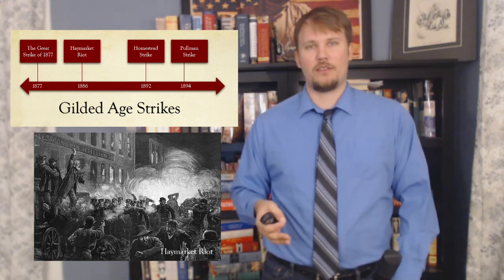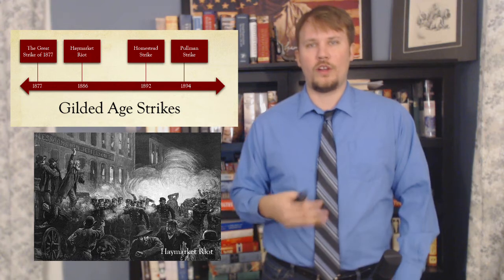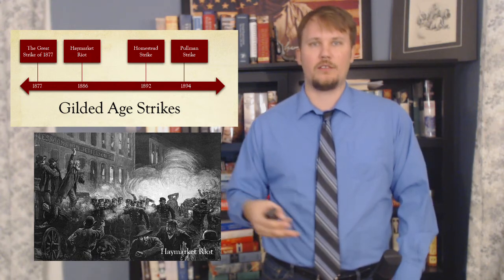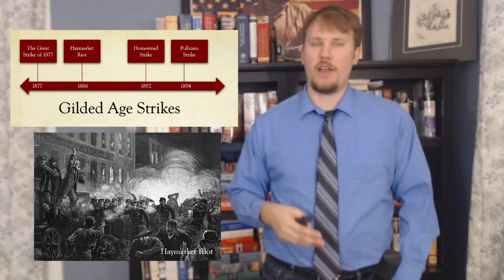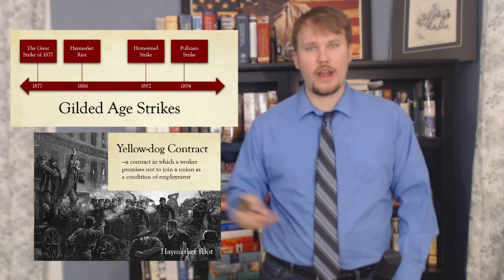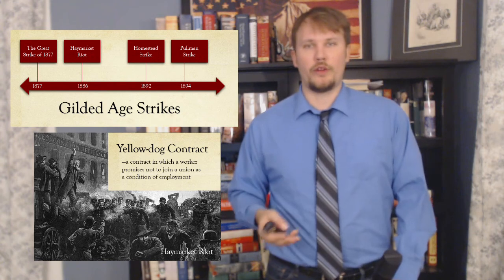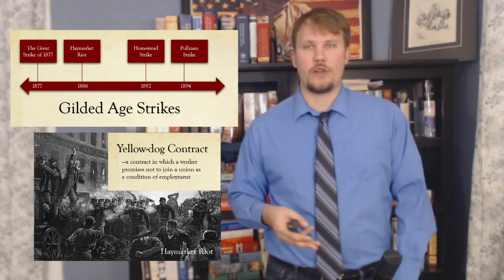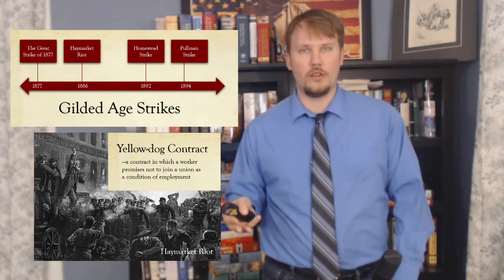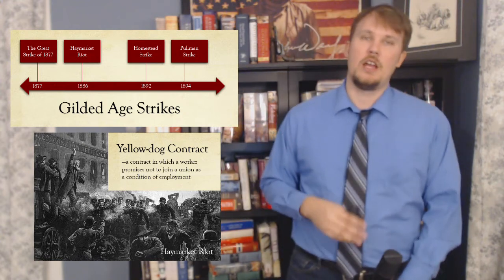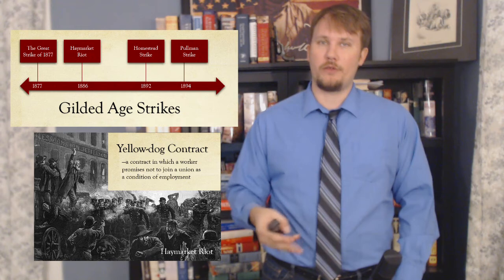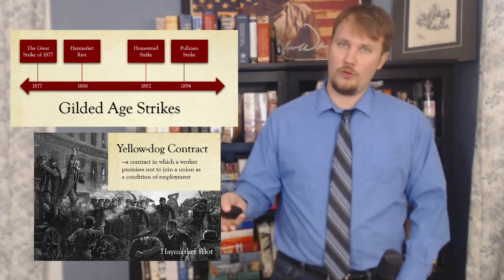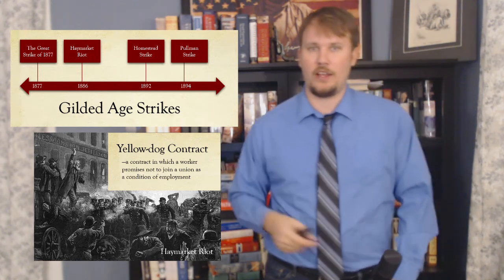In the aftermath of the Haymarket Riot, one of the things that comes to light or becomes a part of American life is called the Yellow Dog Contract. This is where employers force workers to sign a contract promising not to join a union as a condition for their employment. So what happens is before you can get a job, you have to promise you'll never join a union. If at some point you join a union, they can fire you because you're violating your contract.